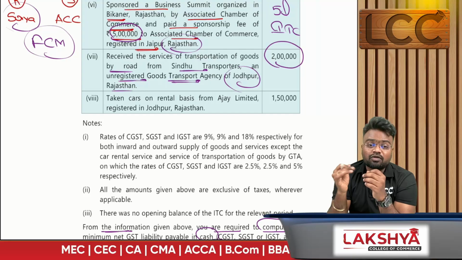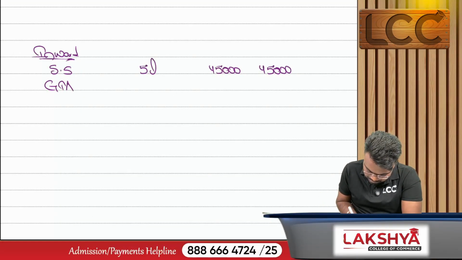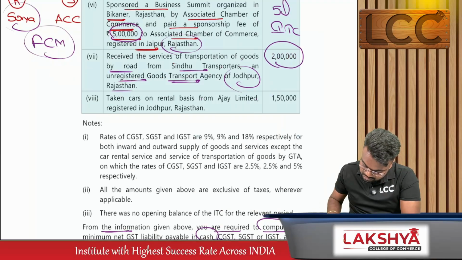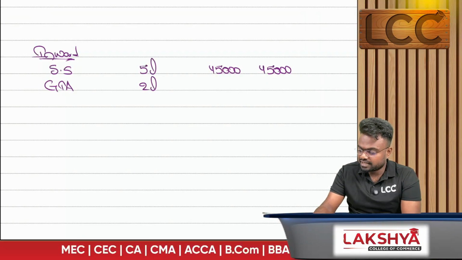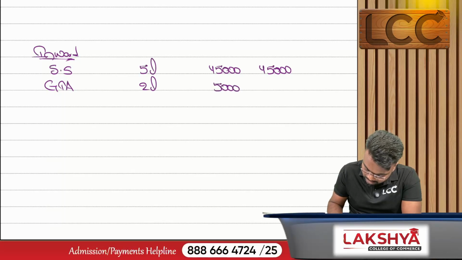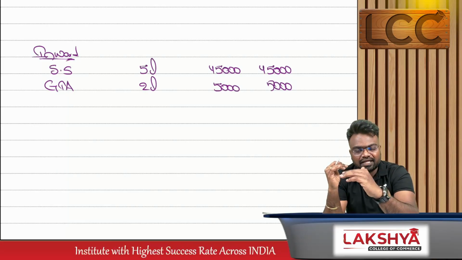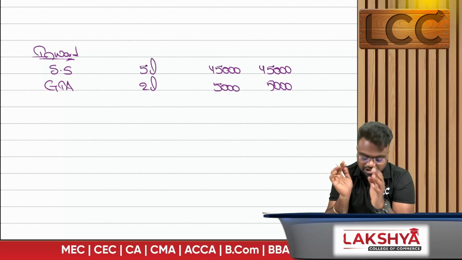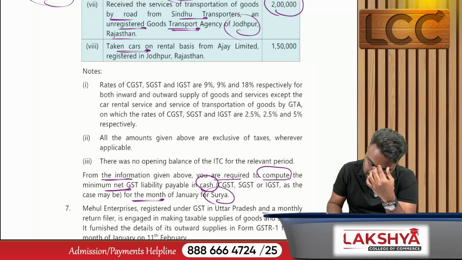Outward supply. On that, what we can do? We can claim ITC. So first we'll write ITC on GTA services. On how much? On 2 lakhs. And what is the rate of GTA? That is 2.5%, 2.5% each. So 2 lakhs into 2.5%, that is 5,000 and 5,000. After making the adjustment between outward and inward, we will add that GTA amount because GTA should be paid only in cash. Done.